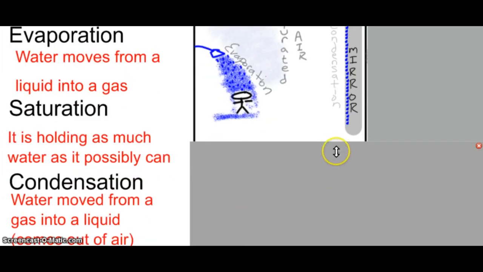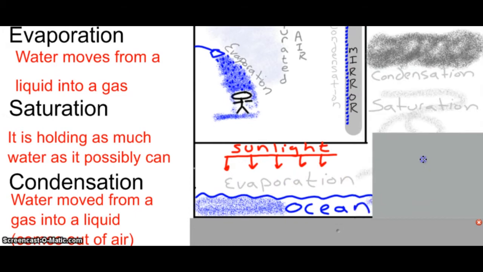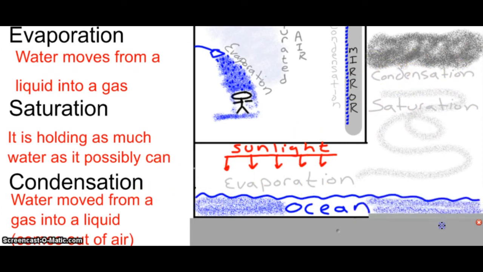The other way I want you to remember this would be with the water cycle. So you have sunlight hitting the ocean, causing lots of evaporation. This should be review. Okay? That air, as it moves upward, can become saturated and condense into a cloud. So just another way to remember exactly what we've gone over so far.